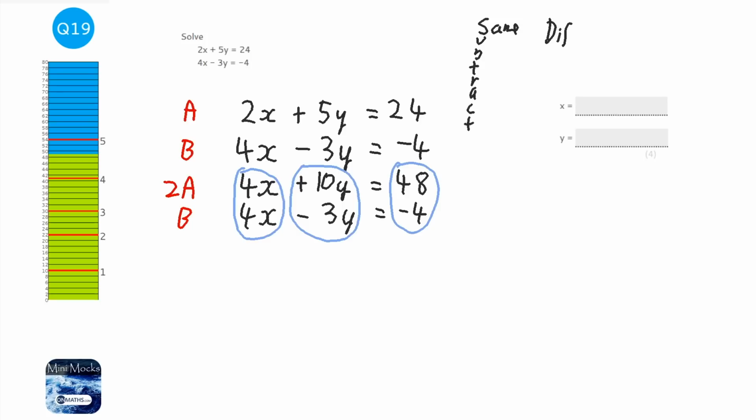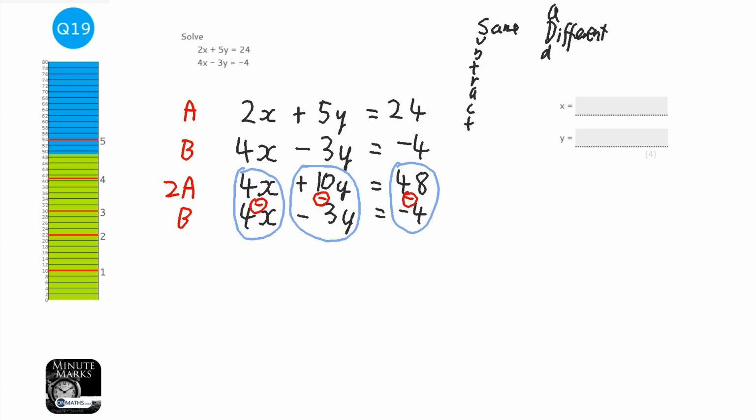If the signs are different, we're going to add. And it's that simple. Okay, now the signs are the same because they're both positive, so we are going to be subtracting. So a minus there, a minus there, and a minus there.